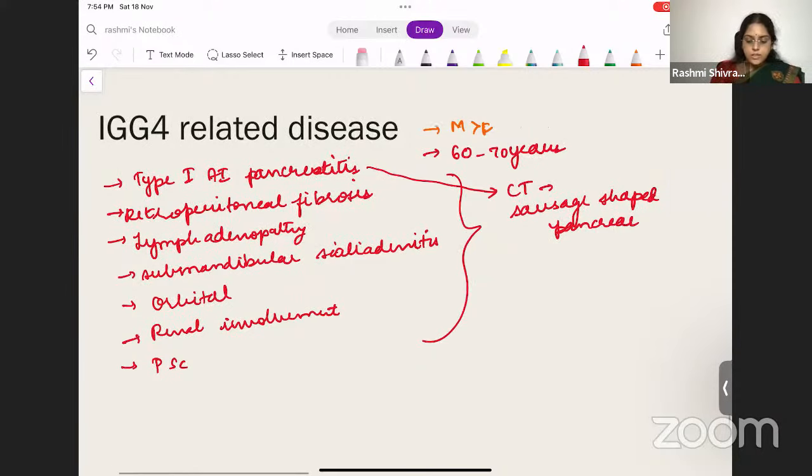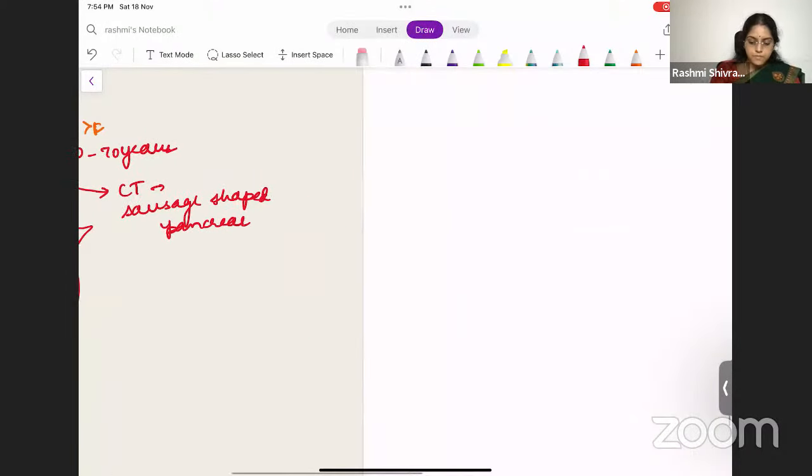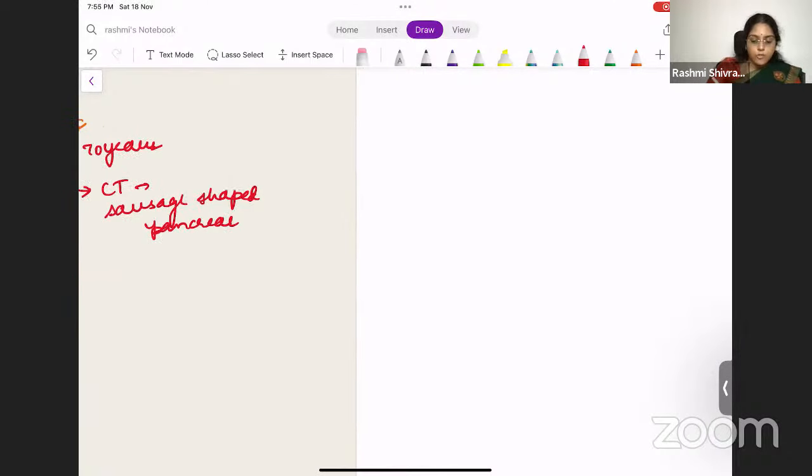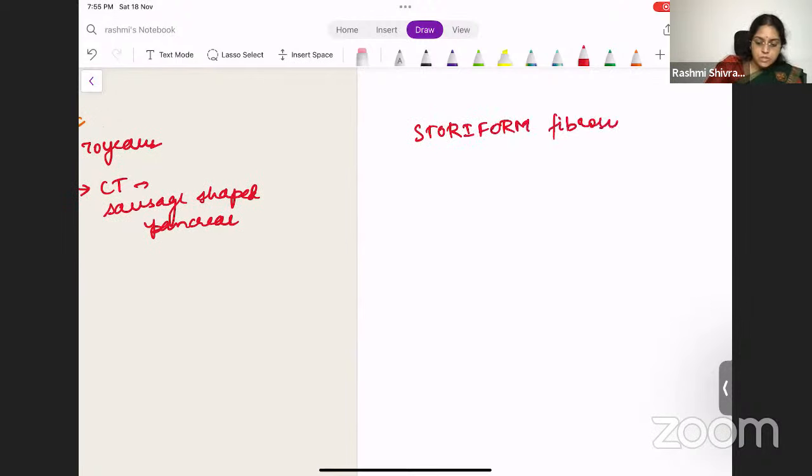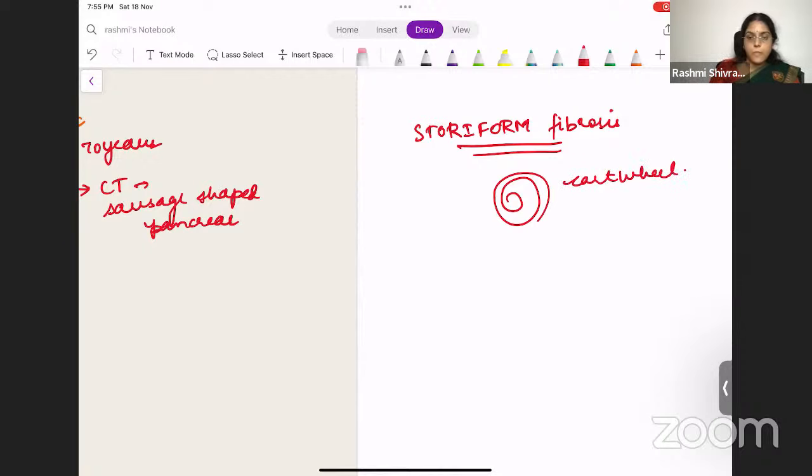Okay. So in this, there are a few more points that you need to remember. So I'll just tell you the salient features. There is something called storiform fibrosis. This can be asked in your exam. What is the histological pattern? It is called storiform fibrosis, right? In histology, it is called storiform fibrosis. What is it? It is a swirling pattern or a cartwheel pattern, right? This is called storiform fibrosis, swirling pattern or a cartwheel pattern on histology. This is seen on histology, right?